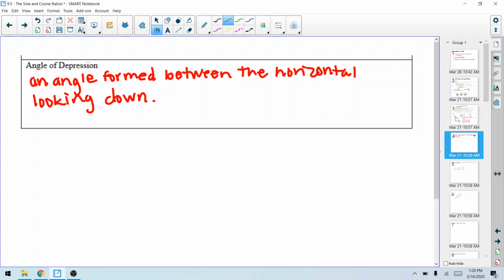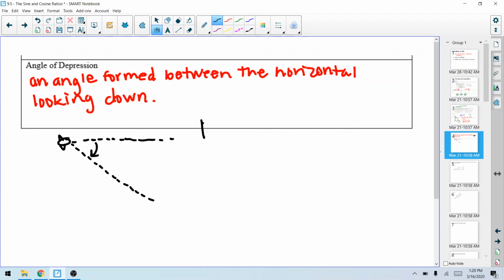So this time, if we're looking down, I'm going to draw a picture. I'm going to have my little airplane up here. Okay, horizontal. Remember, another word for that is line of sight. So he's going to look straight out the window of the airplane, and then he's going to look down at something on the ground. So right here is going to be your angle of depression, between the horizontal looking down.